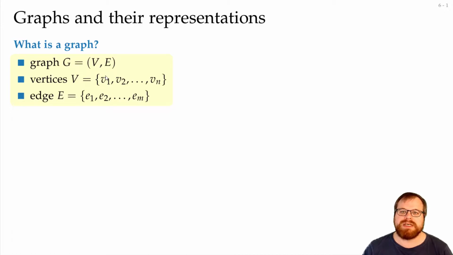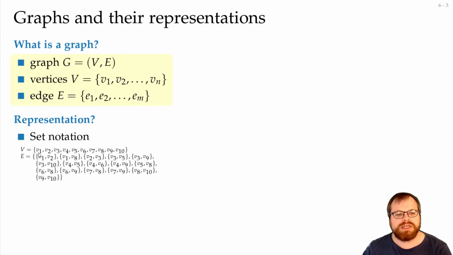The vertices are just entities. You can imagine them as people in a social network. And every edge is a tuple of vertices. You can imagine them as connections. So for example, person V1 knows person V2, then there is an edge between them. Now how do we represent this graph? Well, the easiest form is we just take this set representation here, we write down what our vertices V1 to V10 are, and we list all these tuples of edges, and we get a representation of our graph.